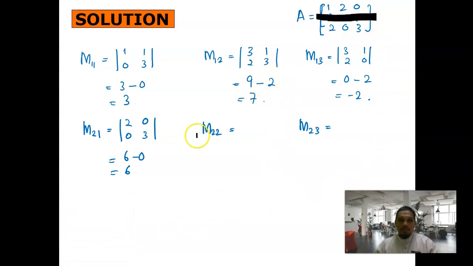Next, it's time for minor 2,2, meaning we hide the element in row number 2 and column 2 here. So what's left here now? 1, 0, 2, 3. So 1 times 3 equals 3, minus 0 times 2 equals 0, then equal to 3.